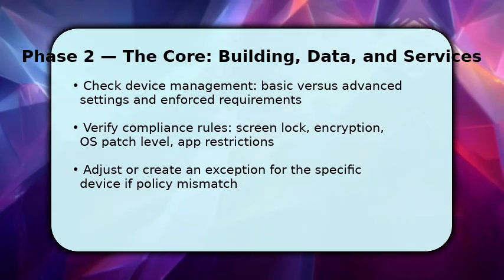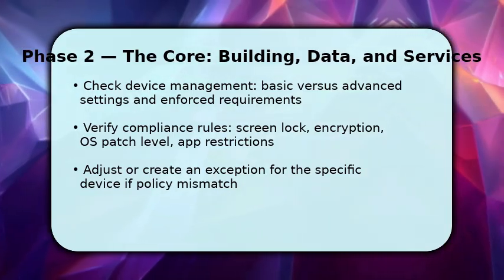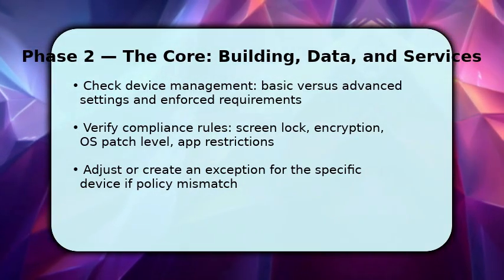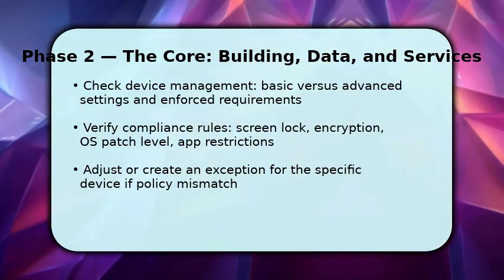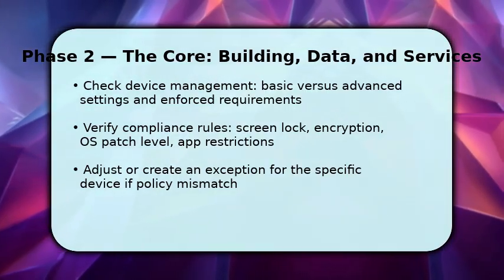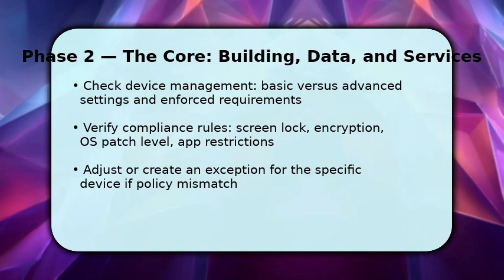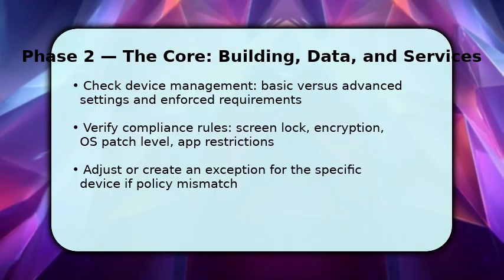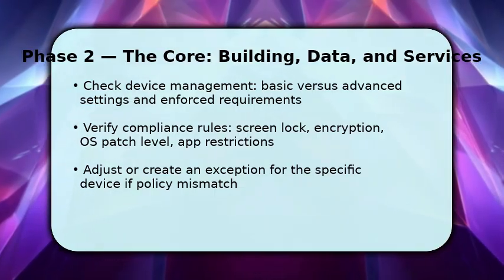If the device lacks compliance, explain to the user which requirement failed, then choose to adjust a setting or create a one-off exception. Make sure to save changes and force a device sync. This pushes updated rules immediately, so you can verify whether the alert clears.